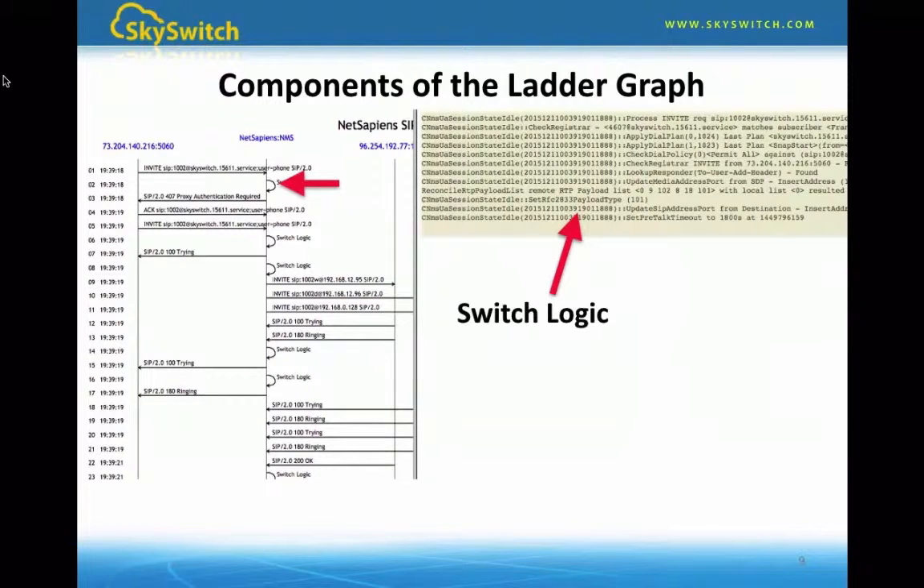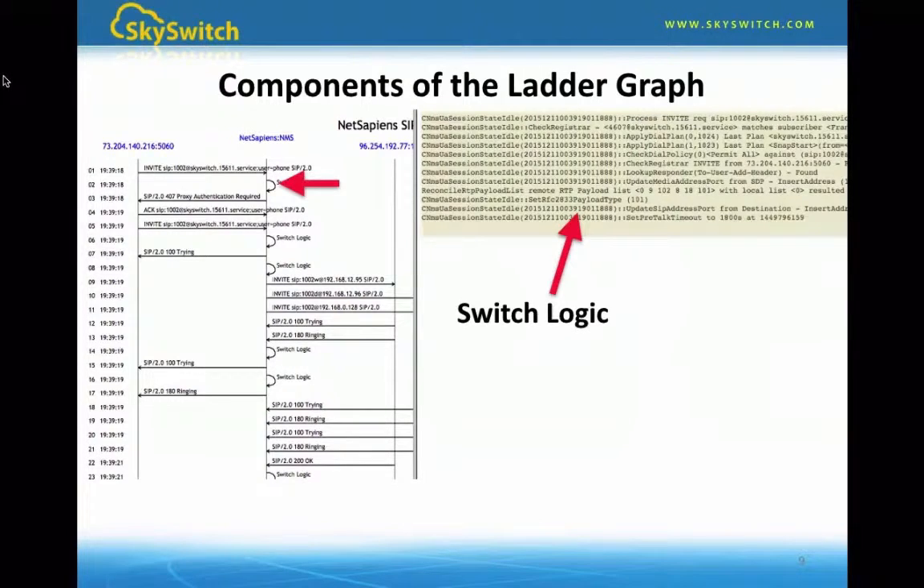Now, the other important component of the SIP ladder graph is the curved line that says switch logic. When you click on that curved line, you get something that looks like this. And this is very important, and this is something that's unique to NetSapiens. When you see SIP ladder graphs from other vendors, you won't see the switch logic generally. What this does is it tells you what's going on inside the switch between the SIP messages.